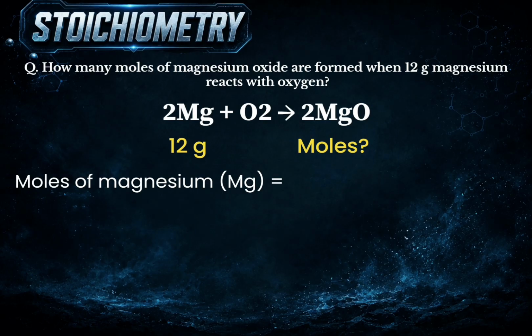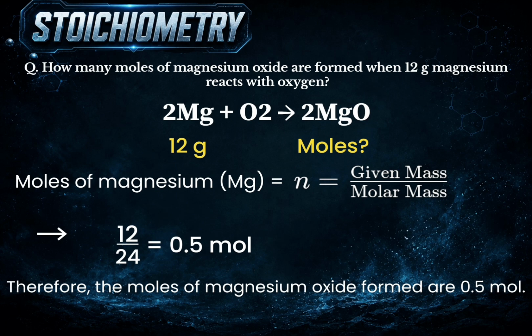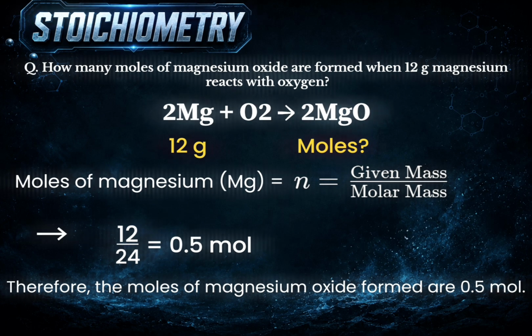So first, let's calculate the moles of magnesium. The formula for moles is given mass divided by molar mass. Our given mass of magnesium is 12 grams, and the molar mass of magnesium is 24 grams per mole. After solving, we get 0.5 moles. Since 2 moles of magnesium equals 2 moles of magnesium oxide, the ratio is 1:1. Therefore, the moles of magnesium oxide formed are 0.5 moles.